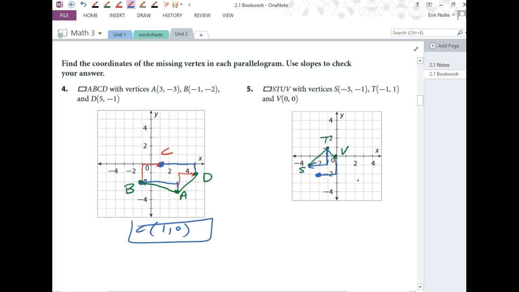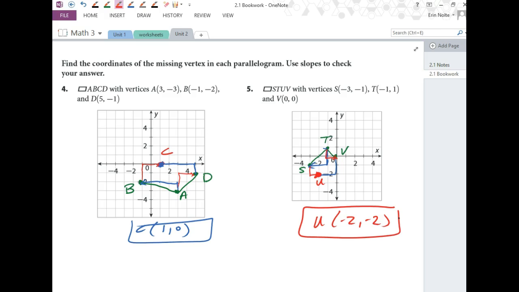Okay, so the other way it could have gone is what? T to V. So to get from T to V, you would go down 1 to the right 1. So where would I start that one? From S. Down 1 to the right 1. So there's my U. So what is the U spot? -2, -2. Nice. How are we doing on that? Anybody confused? Make sure you ask if you're confused.